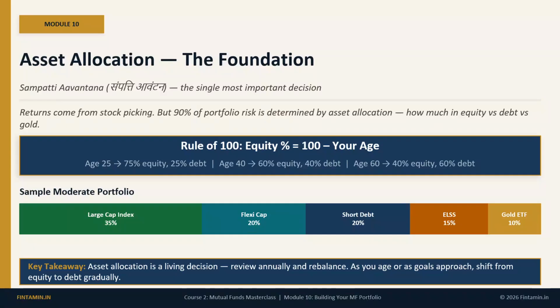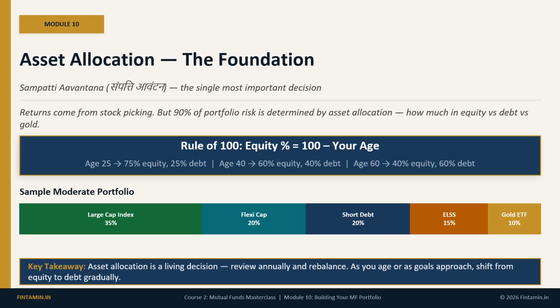Asset allocation, the foundation. Before choosing funds, you must decide on asset allocation. How much of your portfolio goes into equity versus debt versus gold? This single decision determines 90% of your portfolio's risk.